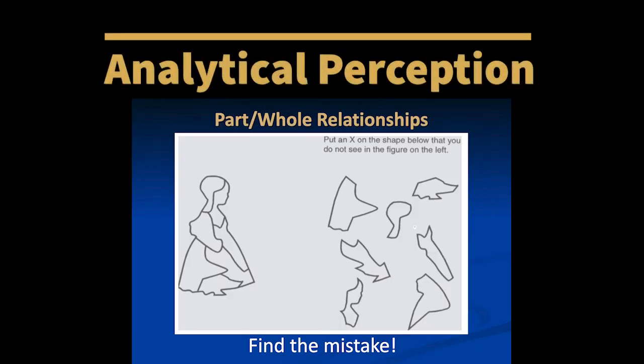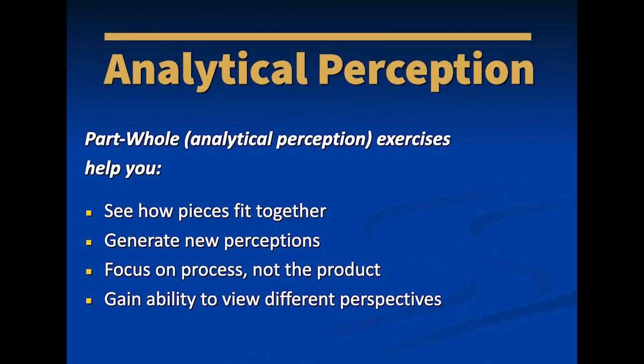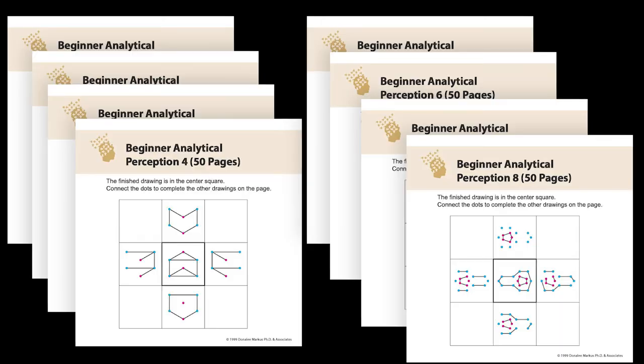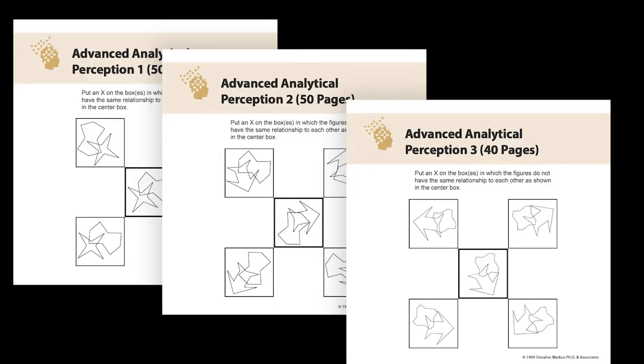Next, let's look at analytical perception. Analytical perception is your ability to see part-whole relationships, to reorient shapes in your head. It's an enhancement of visual imagery. And we have a series of exercises that give you an opportunity to rehearse this ability to see things from different perspectives. There are a number of exercises in each bundle. All of the exercises are different.